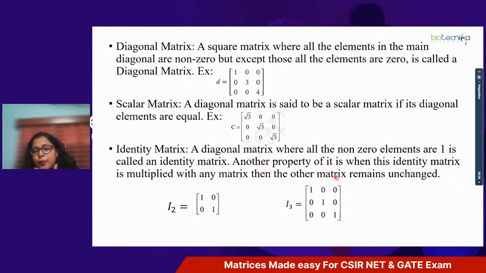So we will come to another property. First, an identity matrix is one where all the diagonal elements have to be 1. So that is called an identity matrix. Another property of the identity matrix is that if we multiply it with any other matrix, then the identity matrix keeps the other matrix exactly the same.